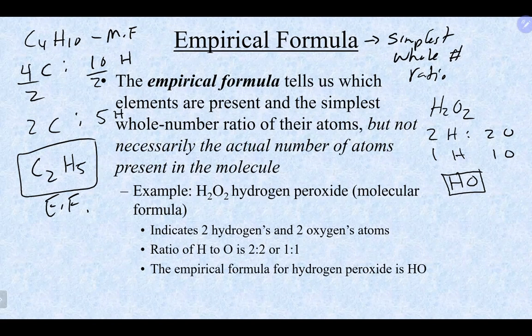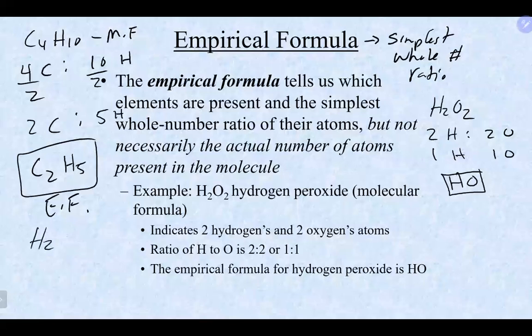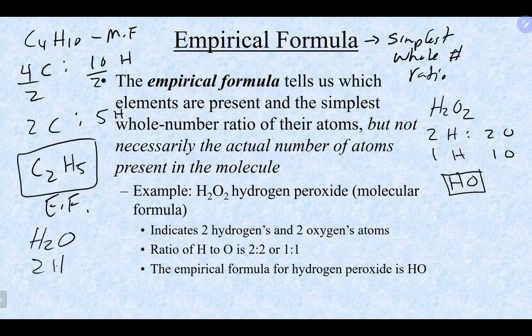In certain cases, the empirical formula and the molecular formula are the same. So if you have something like water, water is 2 hydrogens for every 1 oxygen. There's no way to reduce that down and still get another whole number. So H2O is both the molecular formula and also the empirical formula as well.